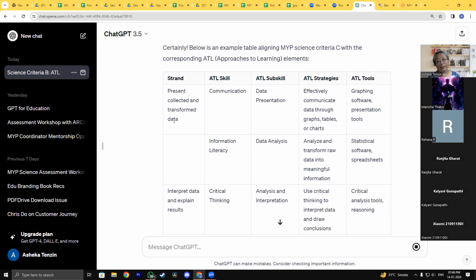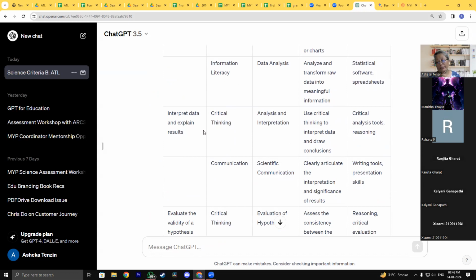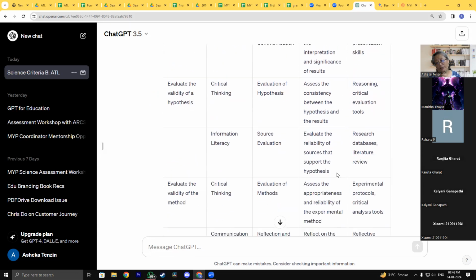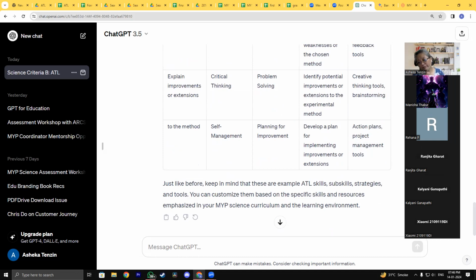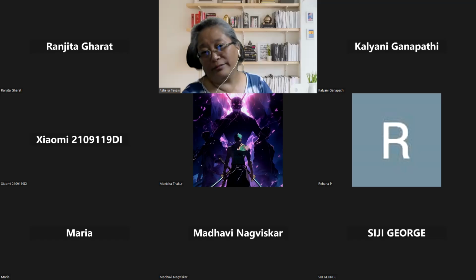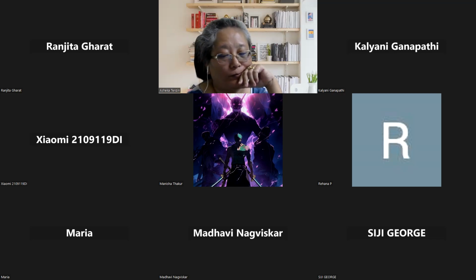Can you see? Presenting, collecting, and transforming data. You said communication. Do they know how to do data presentation? Do they know how to analyze data? Interpreting data, critical thinking. See, it's given. Season number 1, easy. Number 2, it's not so difficult. Yes, ma'am. ChatGPT has made our life simple. Anything else I can upload about criteria? Done.